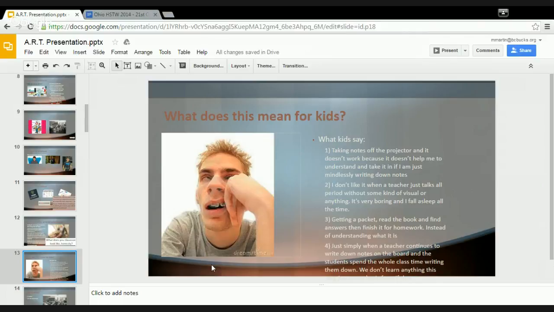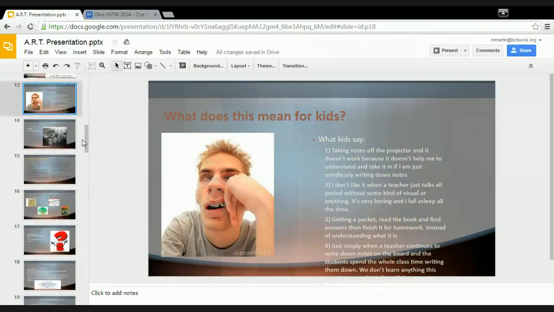Getting a packet, reading the book and finding answers, then finishing it for homework, instead of understanding what it is, or when a teacher continues to write down notes on the board, they don't learn anything. So students will tell you, and the way that a lot of schools are delivering education, some of my own here at Buckeye Central, is not the style that fits their needs.